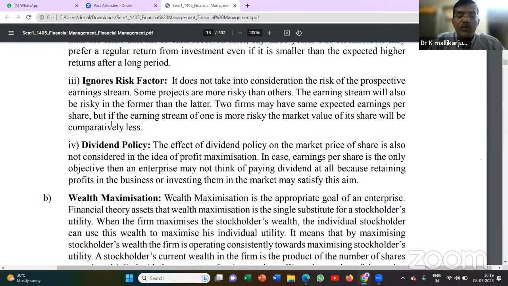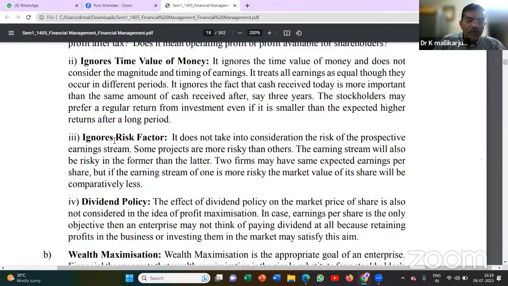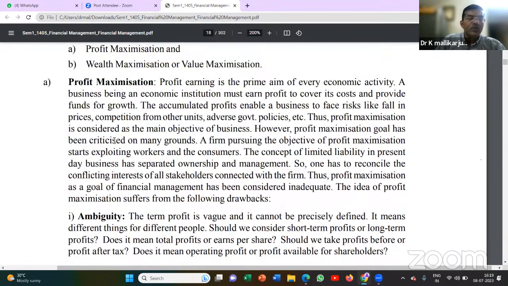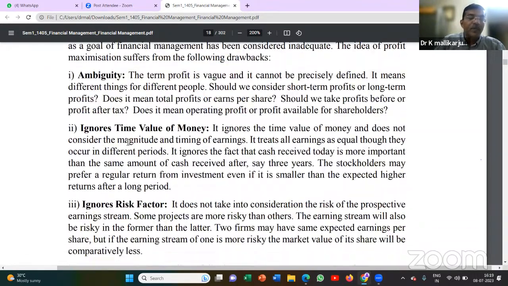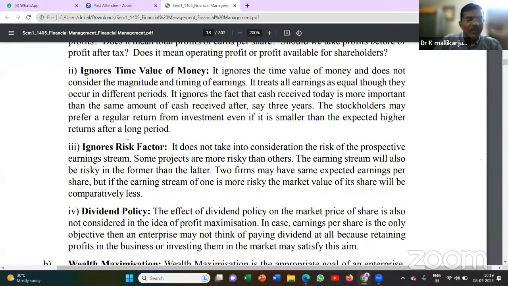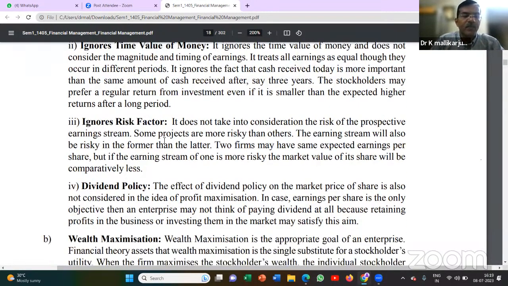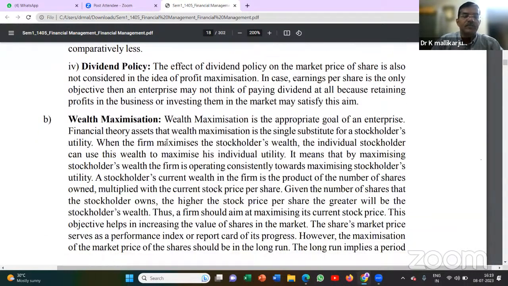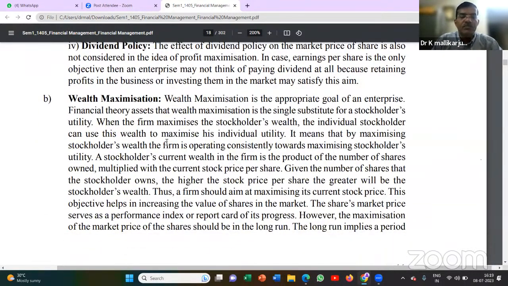It ignored the dividend policy, the effect of dividend policy, and the market price of the share is also not considered in the idea of profit maximization. Because of these five limitations, profit maximization is not the main goal in financial management. It's important, but not that much. The very important one is wealth maximization, the main objective of financial management.